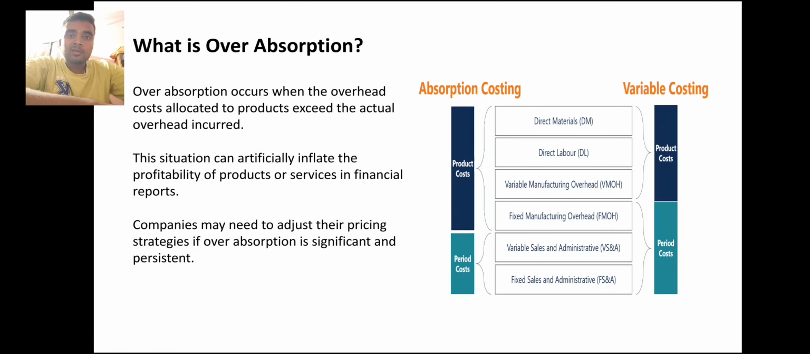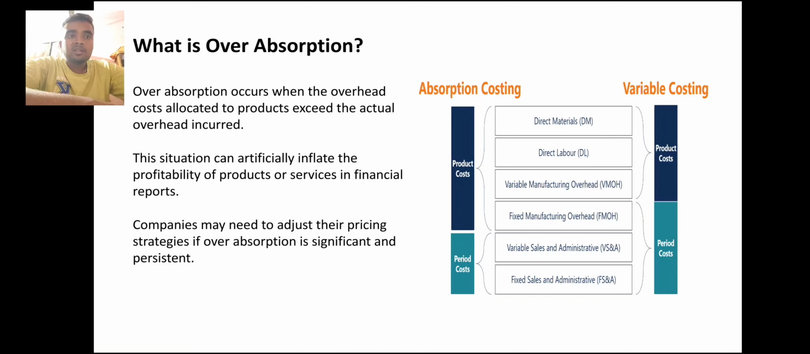What is over absorption? Overhead absorption occurs when the overhead costs allocated to all products exceed the actual overhead incurred. This situation can artificially inflate the profitability of a product or a service in financial reports. Companies may need to adjust their pricing strategies if over absorption is significant and persistent.